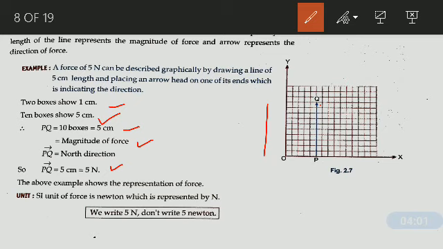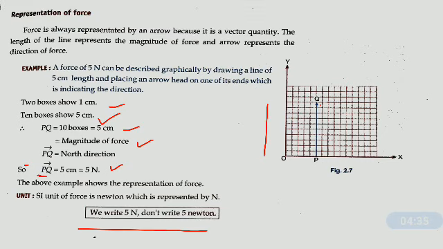This N does not stand for north direction. It is actually the SI unit of force, which is Newton, and it is always written in capital letter, that is 5N. What is indicating the direction of force is this arrowhead on top of PQ. It is showing you that PQ is actually a vector quantity which has a value of 5 Newton. So this is how you represent force.